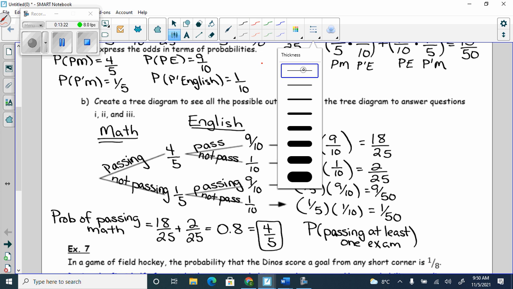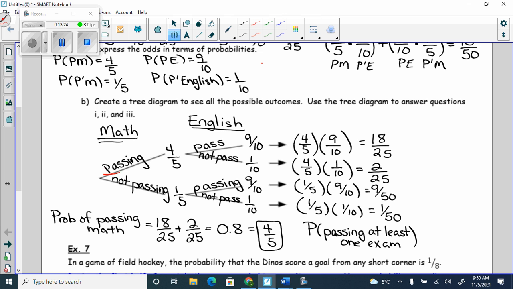Let's see. Passing. So this is where she passes math, so I would count this case. This is where she passes math but doesn't pass English. This is where she's not passing math, but she is passing English. And this last one, she doesn't pass either test. So that's a problem. We don't count that case, correct?